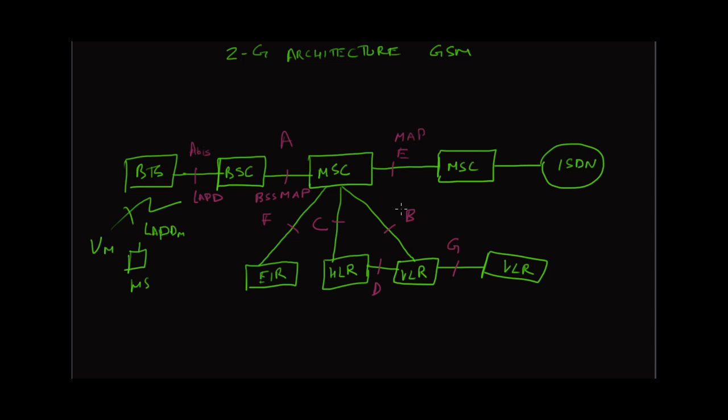All these interfaces, well, you will find more details in the 3GPP technical specifications if you want to know more about these interfaces. The interface between MSC and the ISDN is the ISUP or telephone user part. These interfaces F, C, B, D and G are basically, the communication over these interfaces is the MAP protocol.